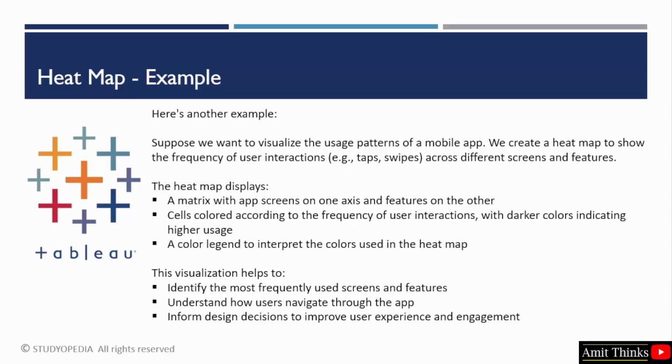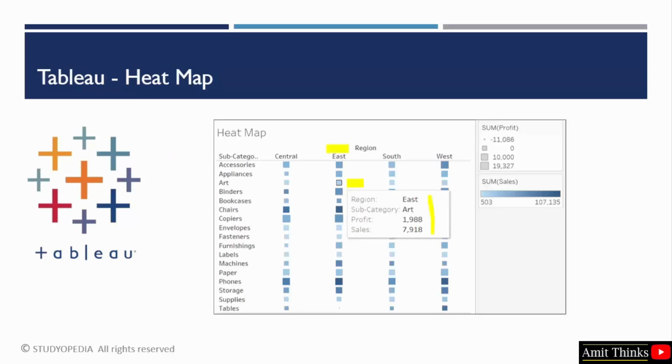A color legend is also displayed to interpret the colors. So using this heat map, we displayed the most frequently used screens and features so that we can understand how users navigate through the app. So this will also enhance user experience and engagement and inform design decisions. Like in the previous example, we saw profit and sales for a particular region for a particular subcategory.